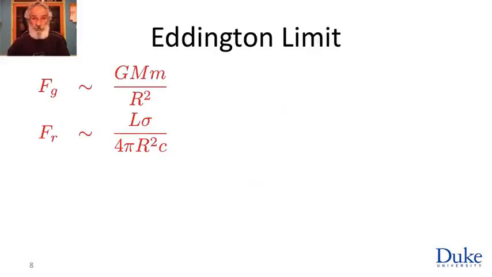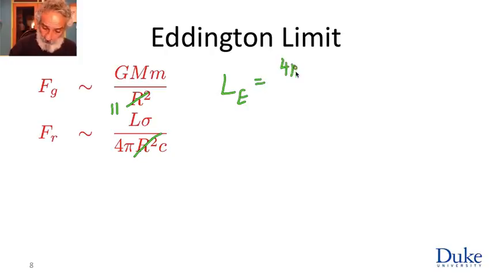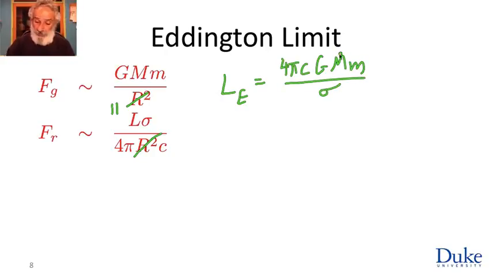We had these two expressions for the force of gravity and the force of radiation. Setting them equal to each other, I observe the usual cancellations. When I set these equal to each other, I can see that the distance r is completely irrelevant, and I can see that the limiting luminosity, called the Eddington luminosity, for a given mass M is given by 4 pi c times G M m divided by sigma. For a given massive object, if it produces a luminosity bigger than this, it won't accrete.